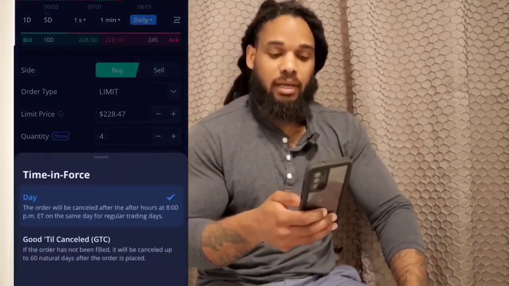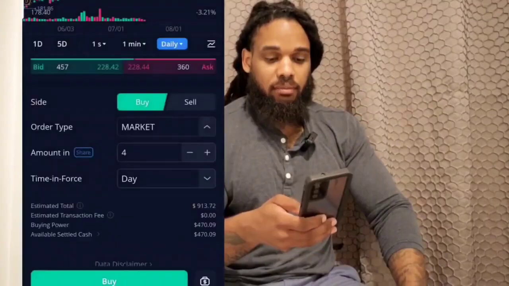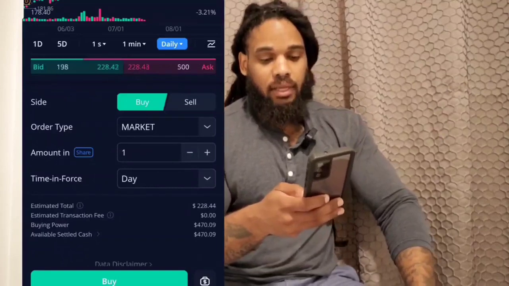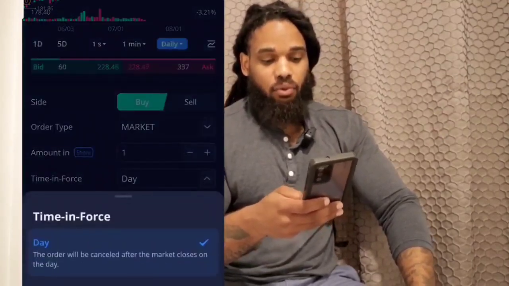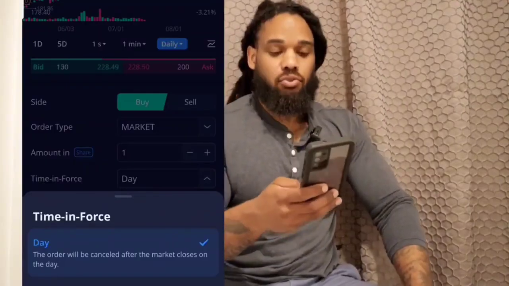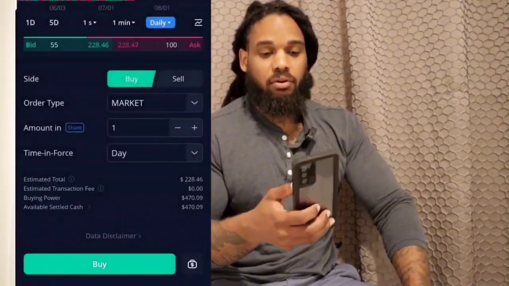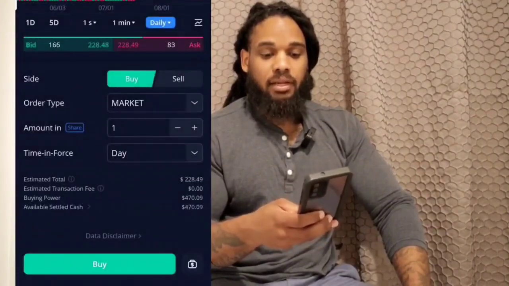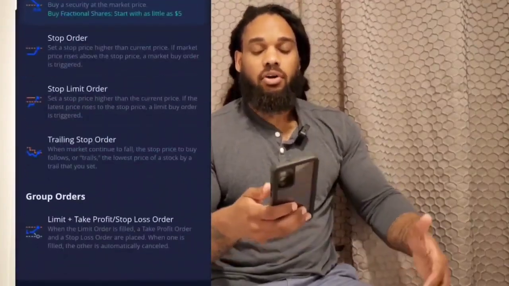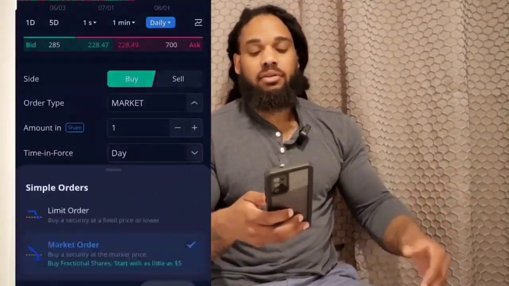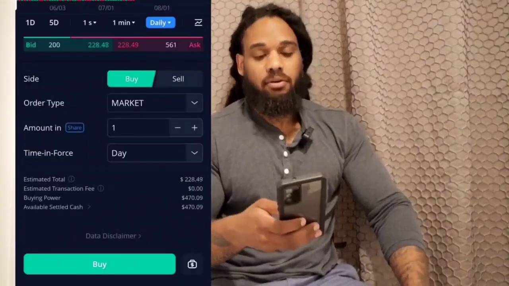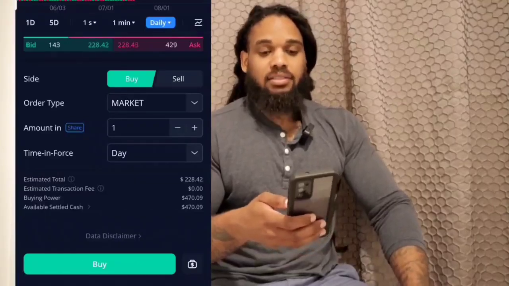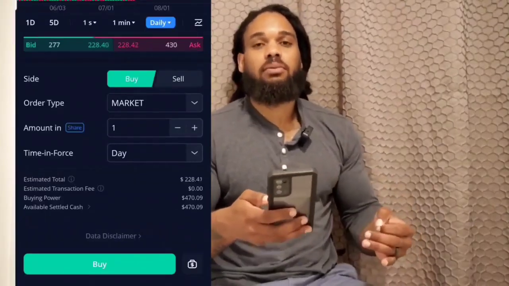So if you wanted to do an order type of market order, you just select the market order type, and you could also select the amount of shares that you want, and then you select also the time in force, good until cancel. All right, so once you decide that you want to get the stock either as a limit order or market order, you could hit the buy button and then hit confirm, and then it should get you into the trade. Once you're doing a market order, it gets you in right away, and if you're doing a limit order, it's going to get you into the trade once the price hits the number that you set to get in. So that's how you trade stocks on Webull, guys.